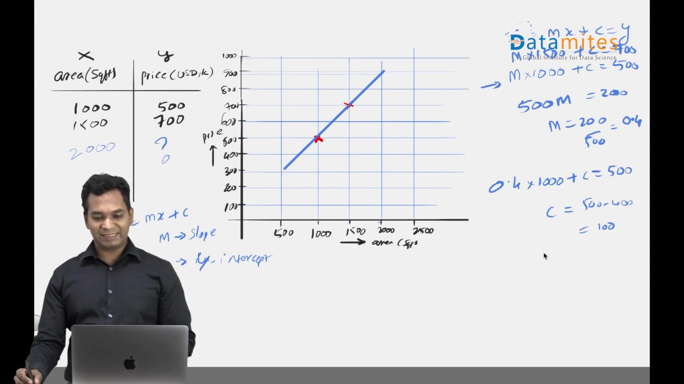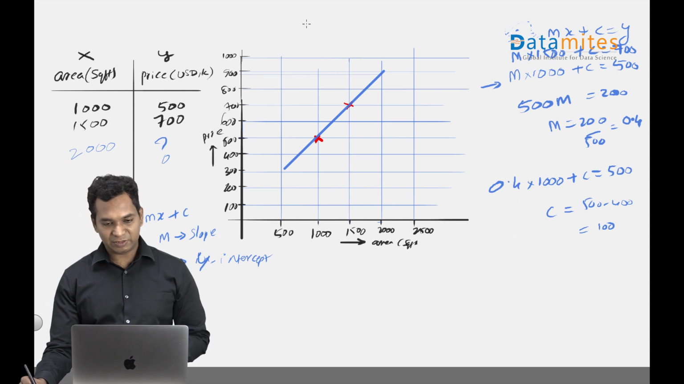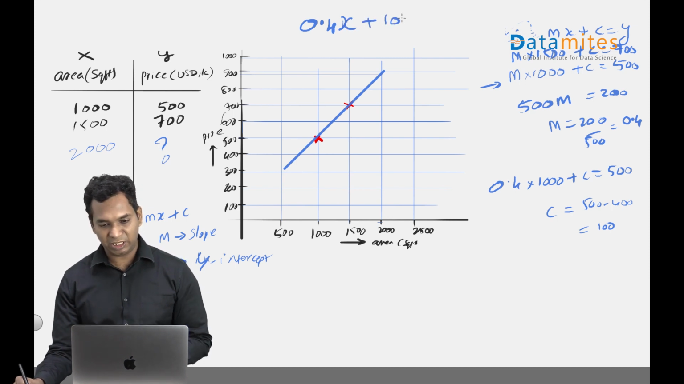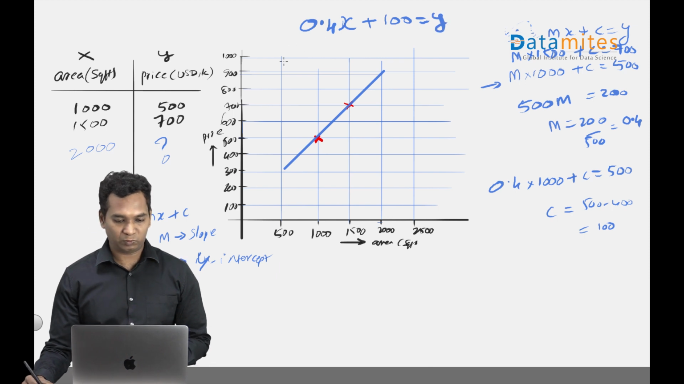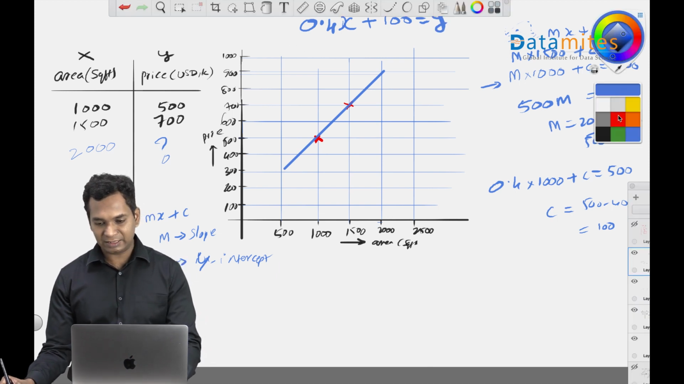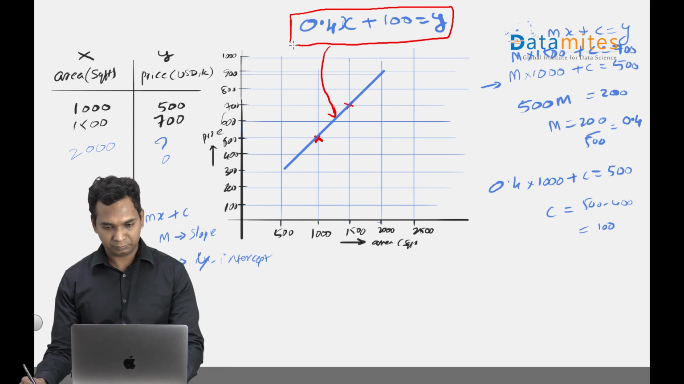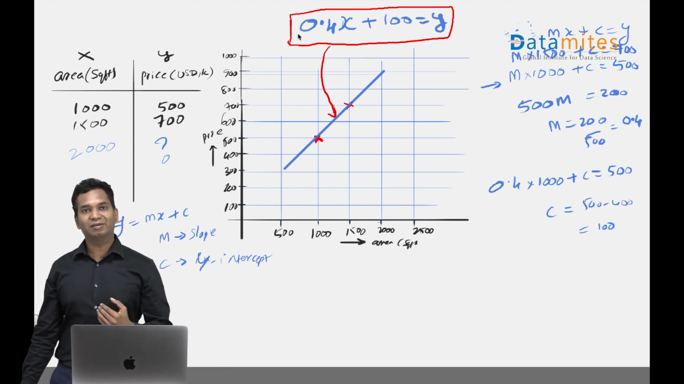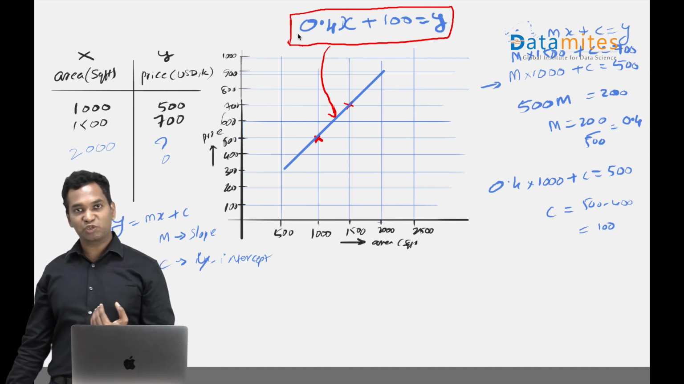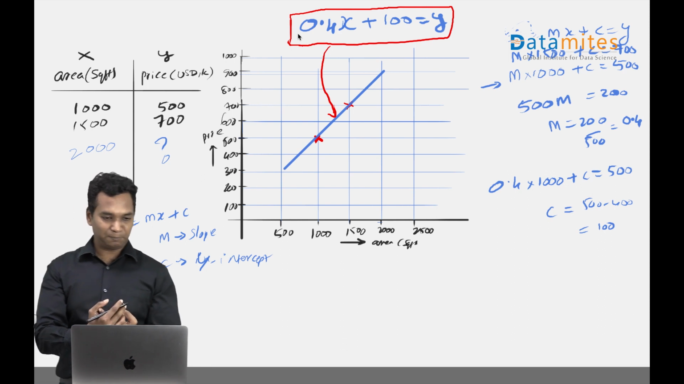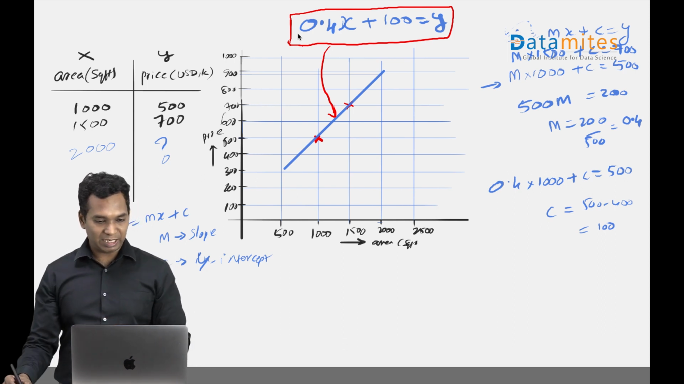So my equation has now become something like this. m is 0.4, so 0.4x plus 100, because c is equal to 100, is equal to y. And this is our line equation now. So if you give me any apartment area in square feet, I can predict the price by using the simple line equation. Let's put in our 2,000 square feet apartment and see how much we are getting.